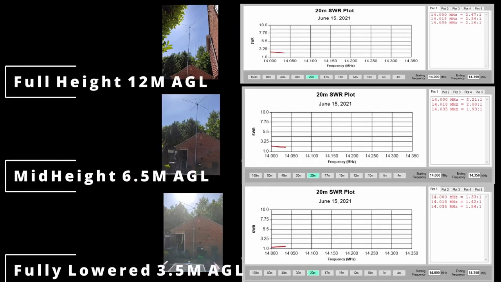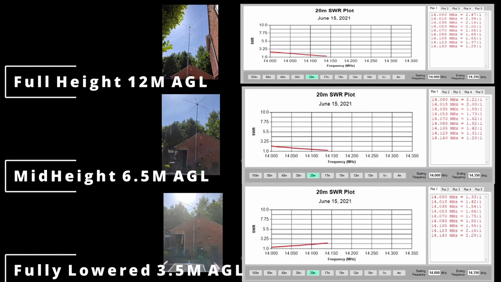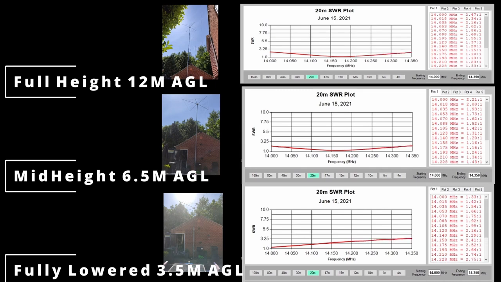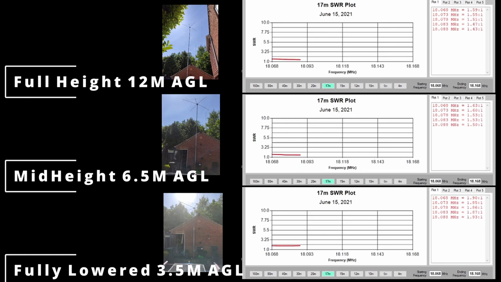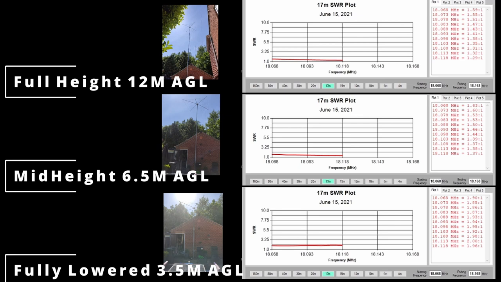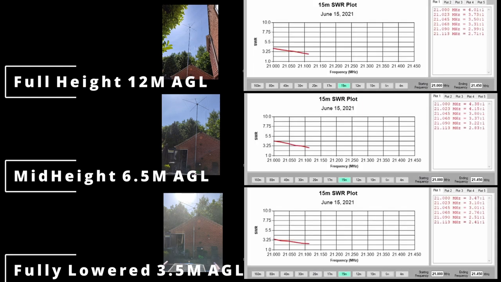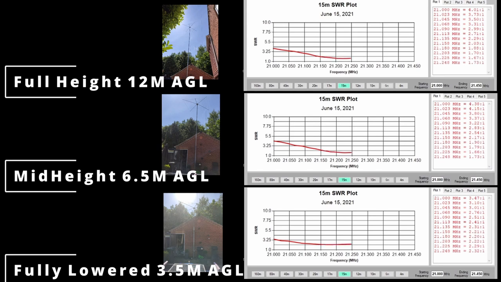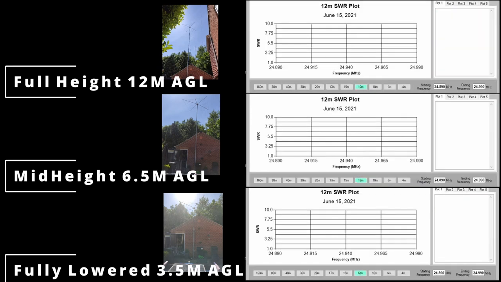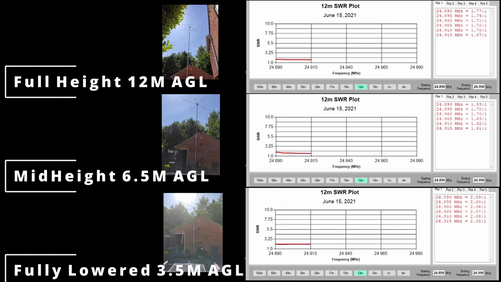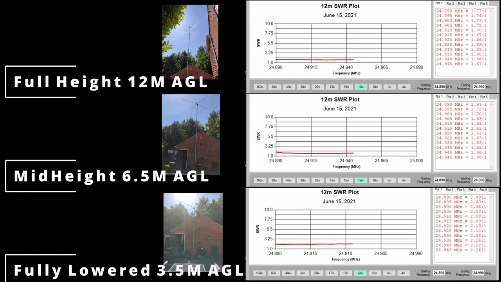So here's the results. I've tried to synchronize them up as much as possible so you can actually compare them face on. So this clearly is 20 meters. This is 17 meters, so the top graph is fully raised at 12 meters. The mid graph is, well, 6.5 meters, and the lowest position is at the bottom, 3.5 meters. Feel free to pause the video and go back and scrutinize the actual values, but I think you'll see that it does show that there is a big difference in SWR from fully raised to fully lowered. Now, that could be because of the close proximity to the ridge tiles, or it could just be because it's closer to the ground, not sure.